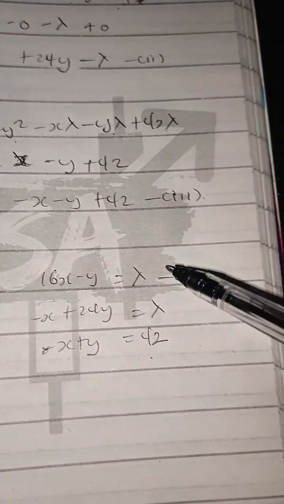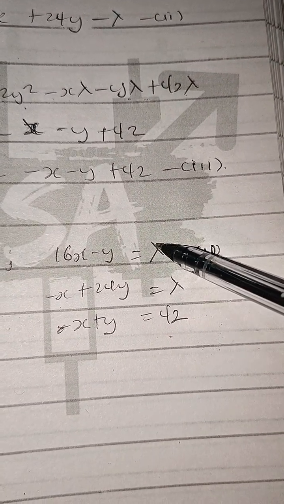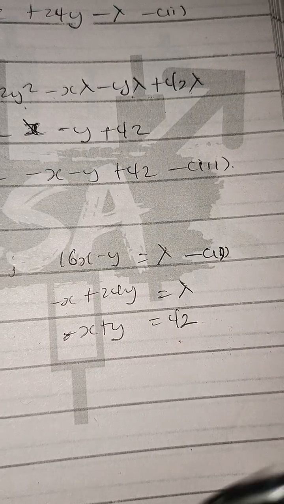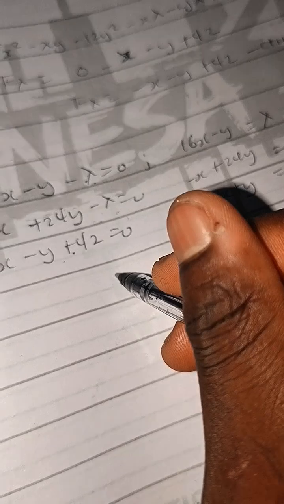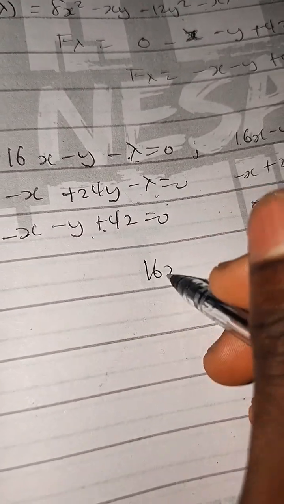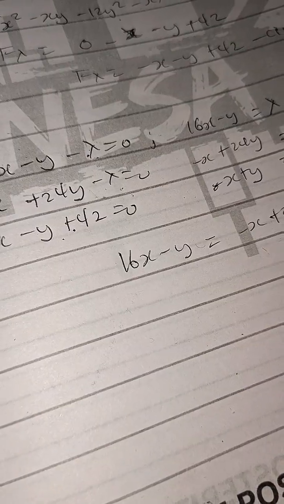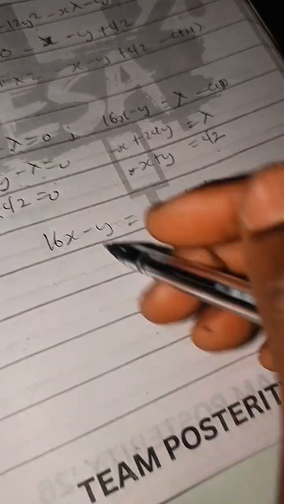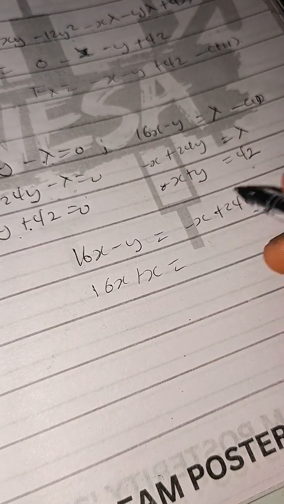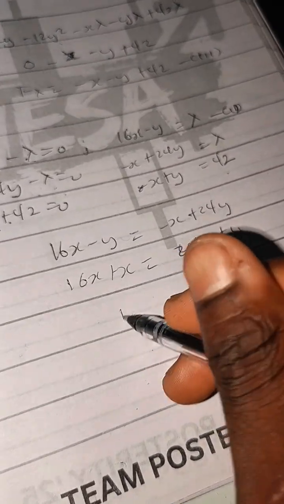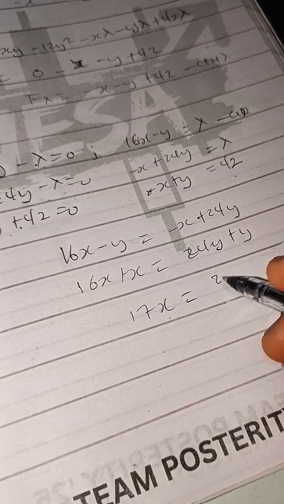Now, since we have this to be lambda and this also to be lambda, we can equate both of them to each other. So we have 16x minus y is equal to minus x plus 24y. Now we can collect like terms. So this will be 16x plus x is equal to 24y plus y. So we're going to have 17x is equal to 25y.